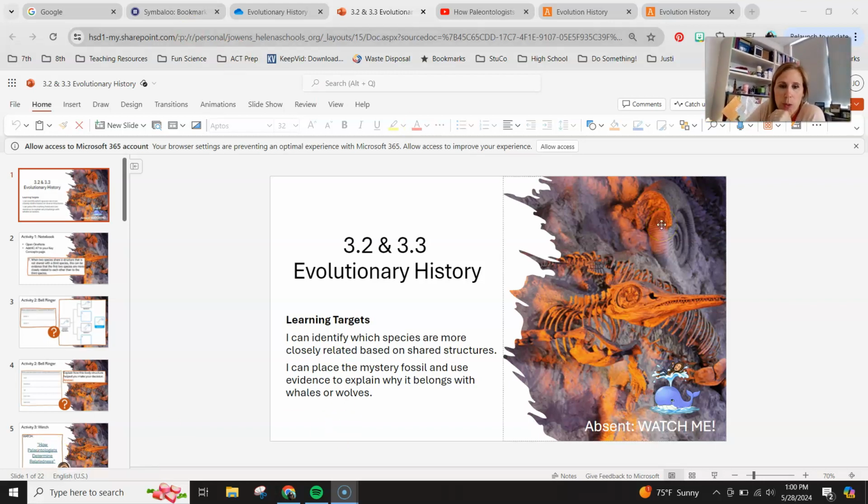This is 3.2 and 3.3 Evolutionary History, your learning targets for today. I can identify which species are more closely related based on shared structures. And finally, we are going to revisit that mystery fossil that we learned about at the beginning of this unit and then learn different methods for placing it. So I can place a mystery fossil and use evidence to explain why it belongs with whales or wolves.